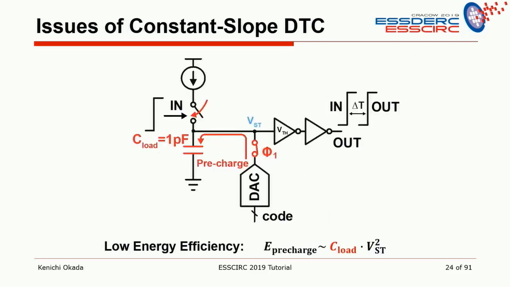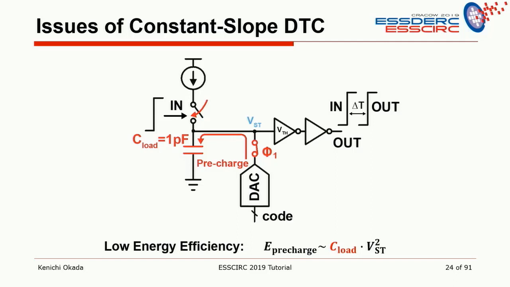Okay, this is one simplified architecture of a constant slope DTC. Basically, there is a current source and a capacitor to generate the constant slope, and this DAC is used for precharging this capacitance, as I explained. And this is sometimes implemented by just an embedded inverter, cutting at a logical threshold like 0.5 volt or something, so this output becomes 0 to 1 like this. This is a very simple operation.